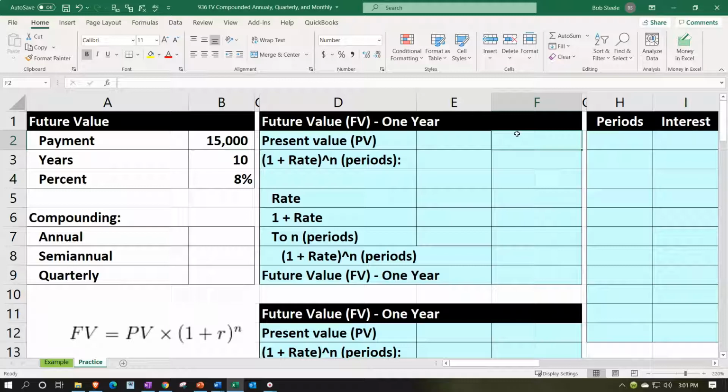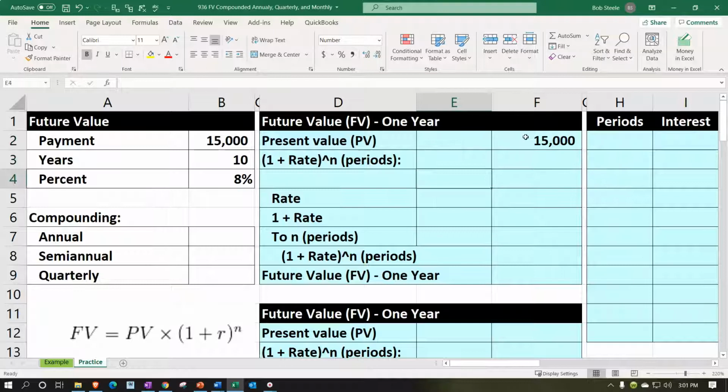So we're going to start off with the formula. Future value equals present value times 1 plus r to the n. We're going to put that in basically a table type of format. Present value in the outer column. In the inner column, we'll calculate the 1 plus r to the n. So let's go ahead. We're going to say this is the 15,000.